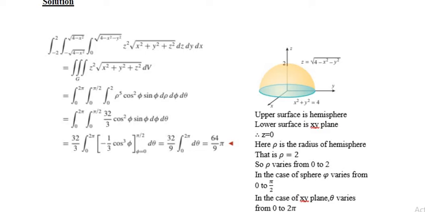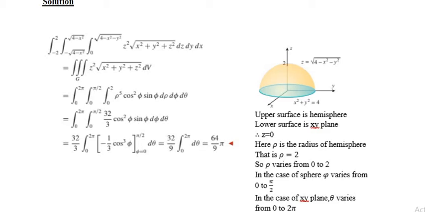So it is a sphere, right? So the upper surface is the hemisphere, and the lower surface is the xy plane. So z is equal to 0 there. So here rho is the radius of the hemisphere there. So what is the radius there? So rho is equal to 2 here. So rho will be varying from 0 to 2 there. And what about phi? Phi is a sphere there. In case of the sphere, phi will be varying from 0 to pi by 2, since it is the upper surface in the hemisphere.